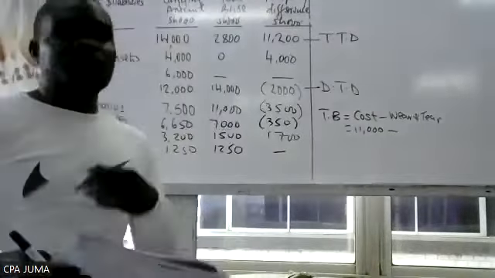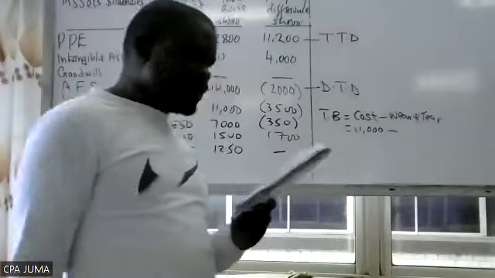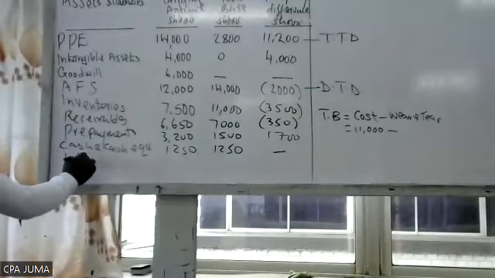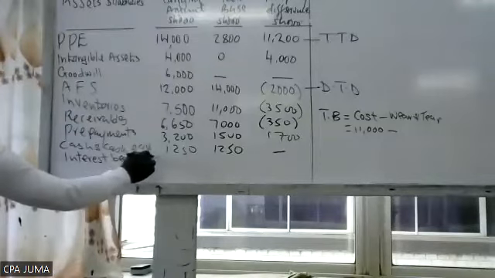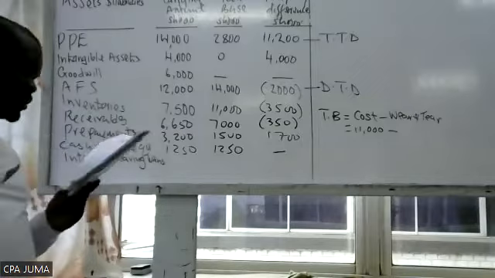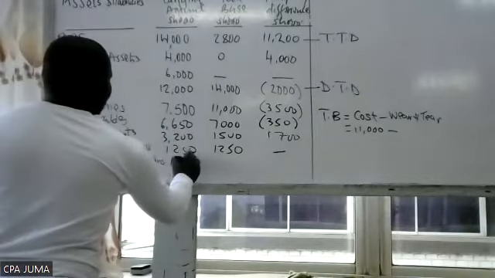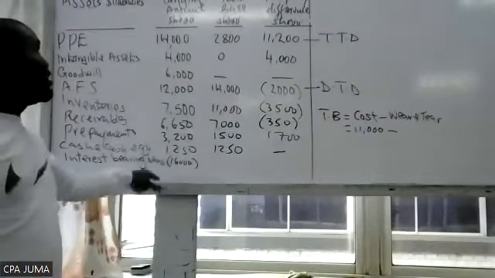So equity, ignore. We don't assess tax on equity. Non-current liabilities, interest-bearing loans. So interest-bearing loans, which interest? You got a loan, you got interest. 16, but remember, this is a liability. There is no way you will add liabilities to the assets.